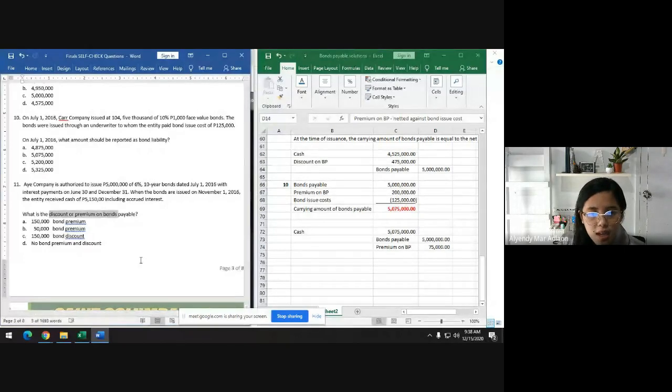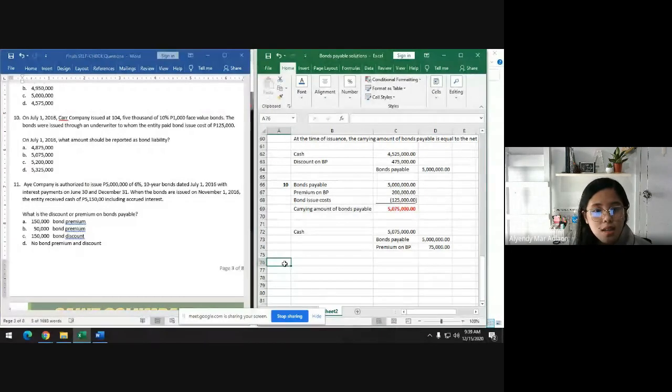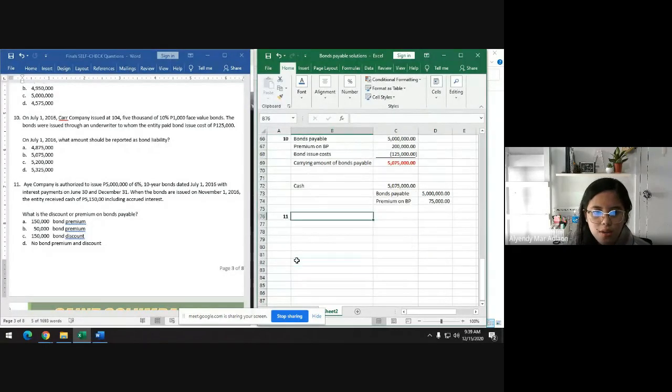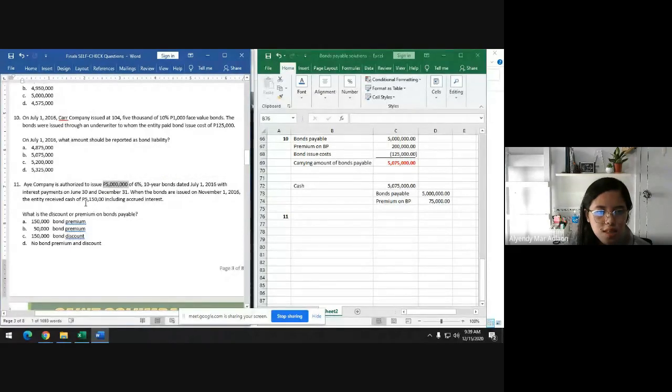So, we are going to get the discount or premium. Earlier, what we got was the net cash received. Now, the discount or premium itself. How do we do this? We have the face value, and then the net cash received. And of course, since the bonds are dated July 1 but issued on November 1, that means there is an accrued interest.